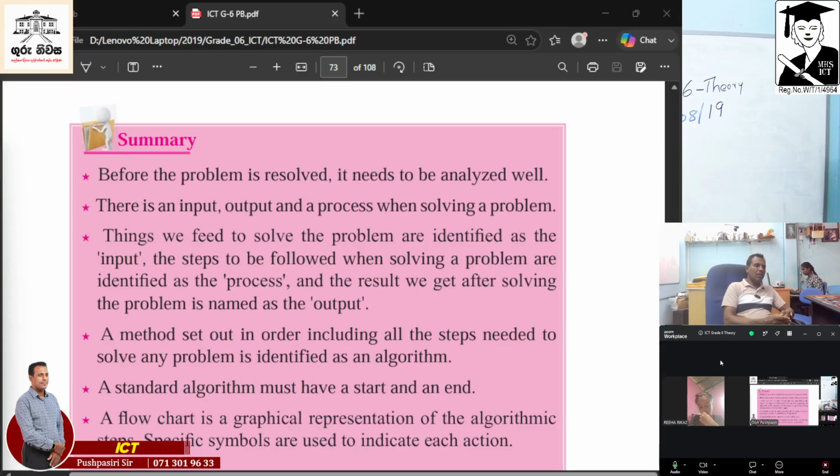Specific symbols are used to indicate each action.